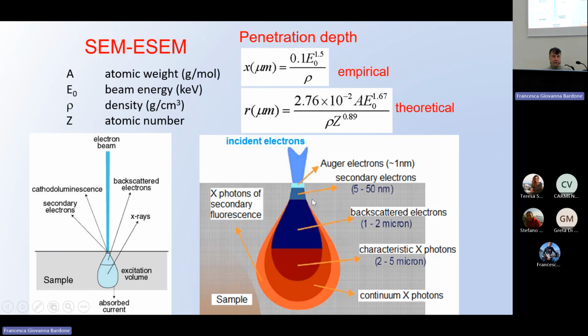Always remember this one. If you have bulk, and for bulk, I mean samples with a thickness more than 5-10 microns, for me, 5-10 microns is bulk, you have this effect. If you want to avoid this effect, you must go to a transmission electron microscopy. But in the classical SEM or ESEM, you have bulk samples.